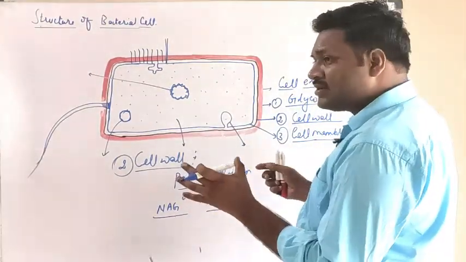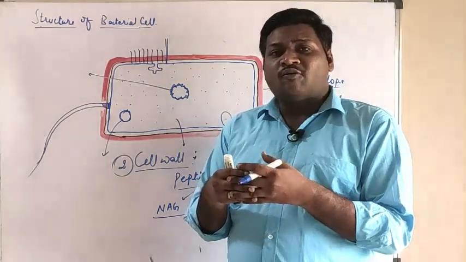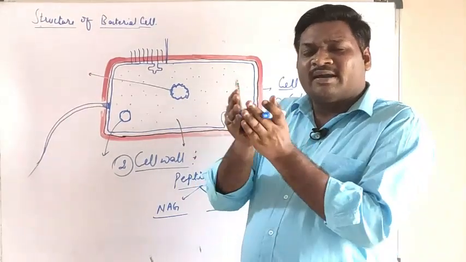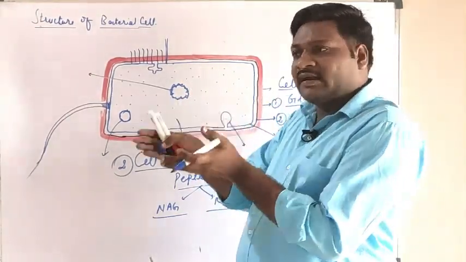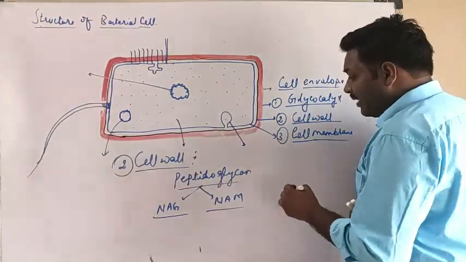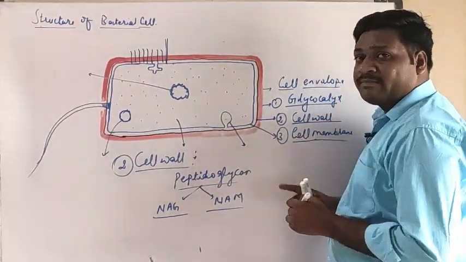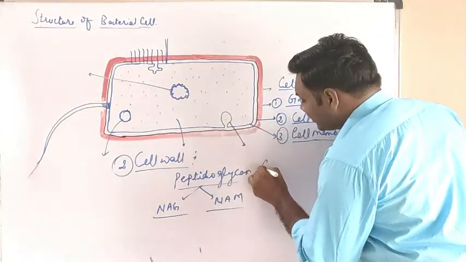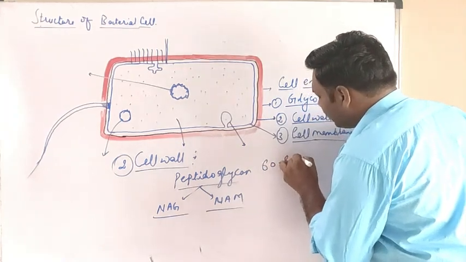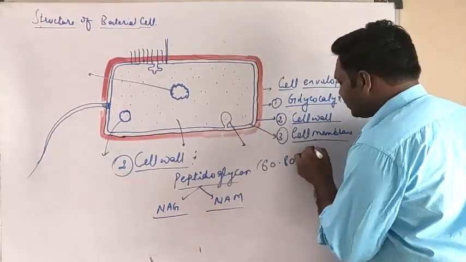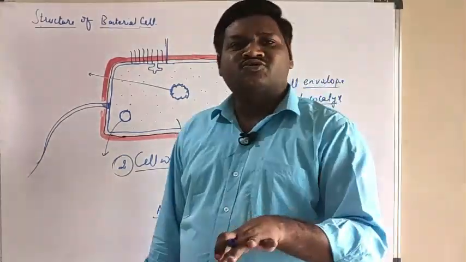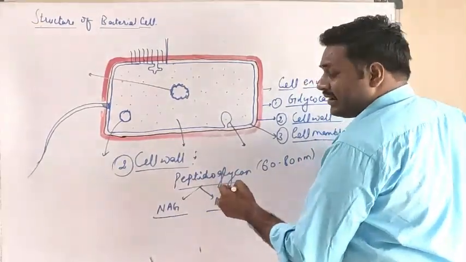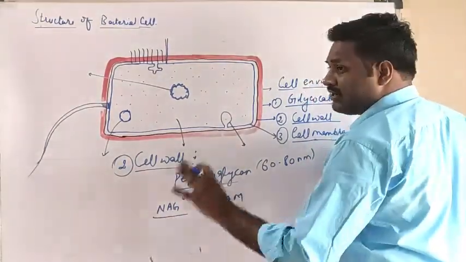These polymers are cross linked in such a way that they form a multi-layered structure. But it is not multi-layered; it is single layered only. But the layer will be thick in the gram-positive type of bacteria, because the peptidoglycan concentration in gram-positive bacteria is more, about 60 to 80 nanometer in thickness, while in the case of gram negative, it is 20 nanometer in thickness. And here you can see the peptidoglycan is present in the cell wall, which is composed of these two polymer units.